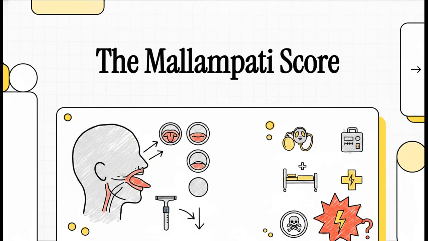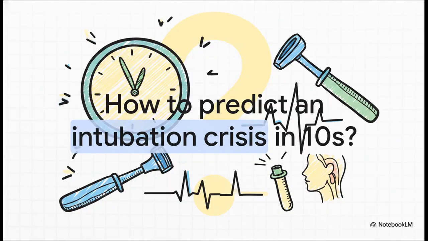Welcome to This Explainer. If you work in anesthesiology, intensive care, or emergency medicine, you already know that airway management is absolutely paramount. Today, we're going to visually unpack a totally fundamental clinical tool, the Mallampati Score. It's used to predict exactly how difficult an airway intubation is going to be. We'll look at the anatomy, the grading, and the hidden pitfalls that can turn a routine procedure into a sudden, terrifying emergency.